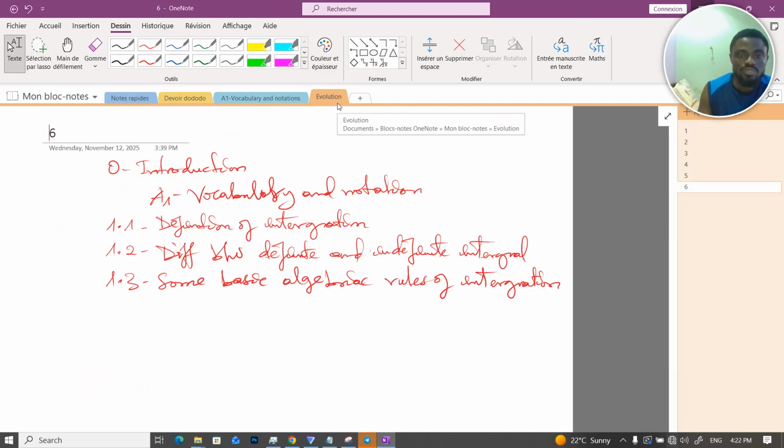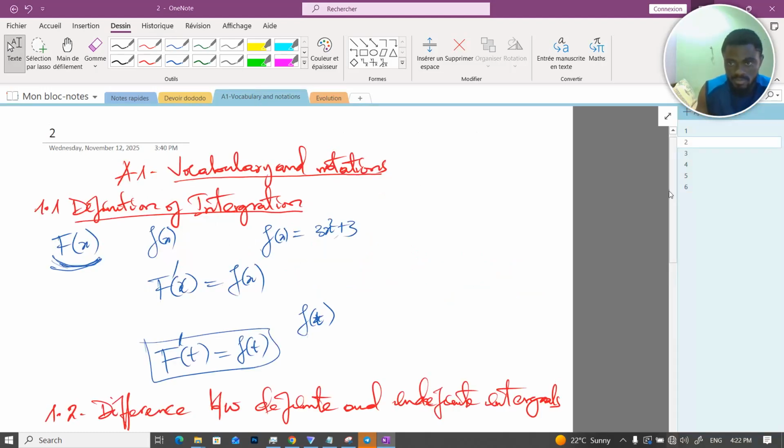Last time we had an introduction to integration. We went into the vocabulary where we saw what's basically termed integration. So today we are going to see what's the difference between a definite and an indefinite integral. So without wasting time, let's get into the stuff.